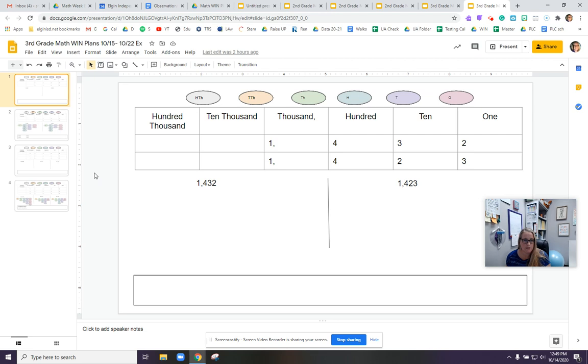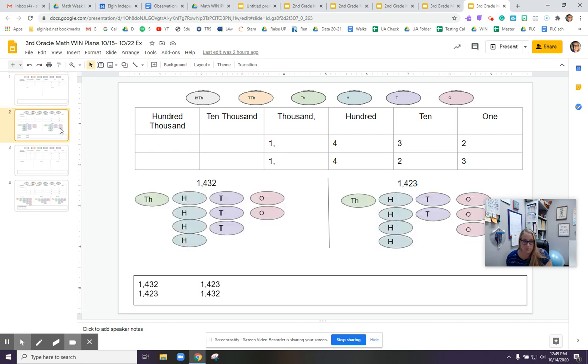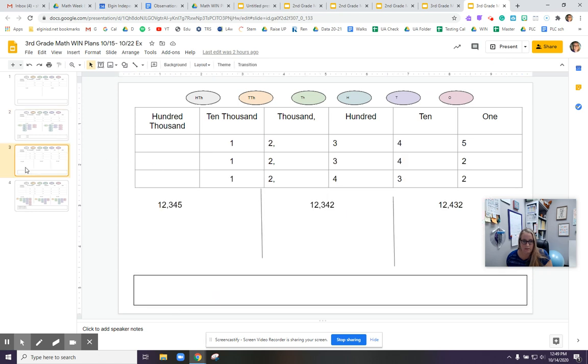Here is the paper that you are going to get. On this paper, you are going to do exactly what we just did. You are going to write the numbers in the place value chart. You are going to then model each number with our place value discs. And then you are going to complete the statements at the bottom, either with the greater than or less than symbol. You are also going to have a couple of problems where you have to order.